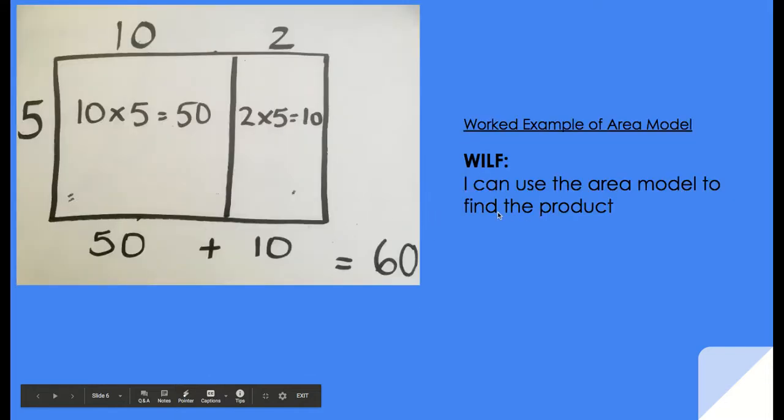And here is the area model for that story. 12, I've partitioned and broken up into 10 and 2 because 10 and 2 is 12. 10 times 5 equals 50. 2 times 5, or 5 times 2, equals 10. And then we add both answers. 50 and 10 equals 60. This is the area model that we've used to show multiplication.